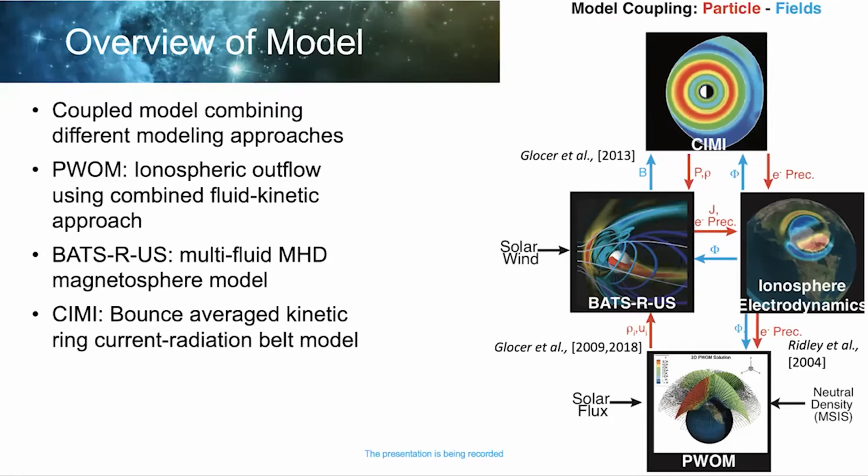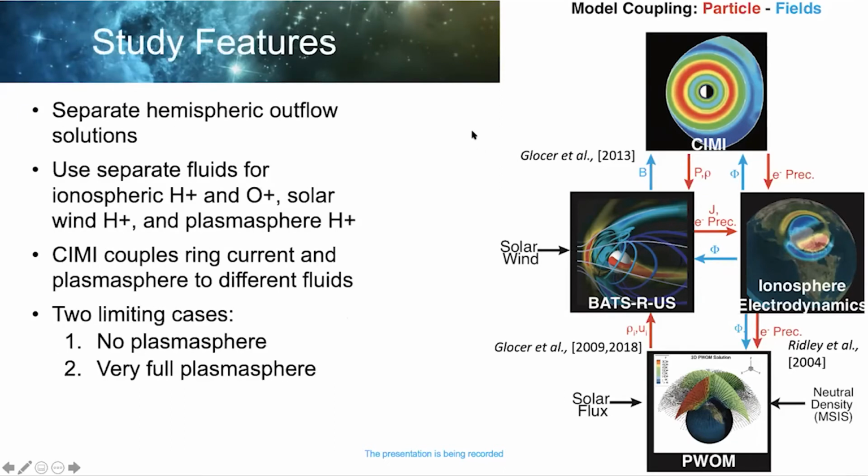population. Now, BATS-RS is coupled in the inner magnetosphere region with the SIMI code, and we've improved that coupling in this paper in order to do multi-fluid coupling. So each of the fluids in BATS-RS is coupled to a separate species in the SIMI code to let us capture the effect on the ring current from these different populations.